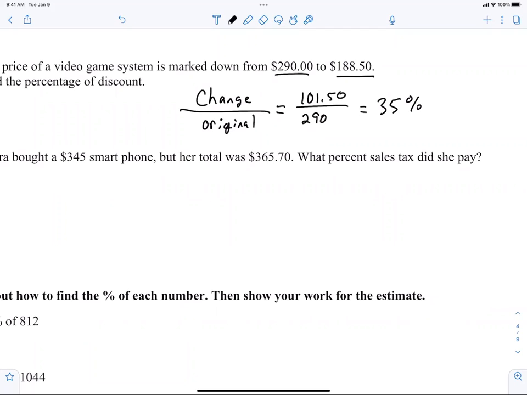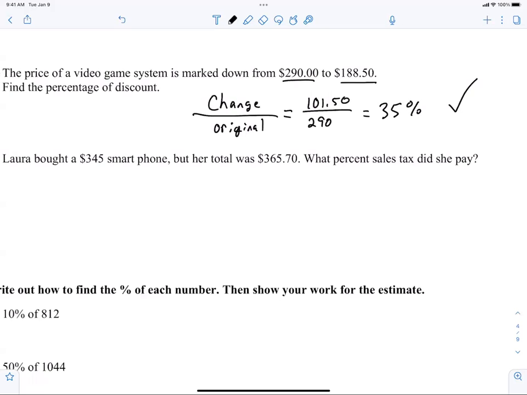All right, so I'm happy with you. Now please give yourself a check if you got it right and a star if you made a mistake. I'm just taking the problems right off of this and just changing the numbers, to see how you're doing. All right, here we go.